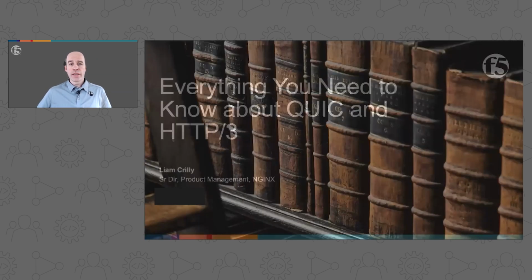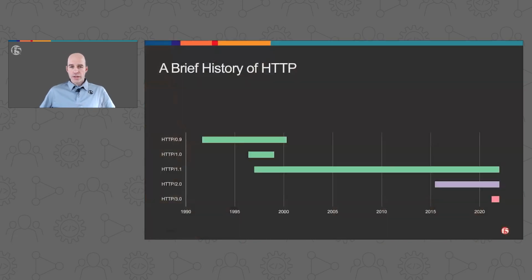So let's begin with a little history lesson, or if you like, a brief history of HTTP. We can get into the details. So here's our timeline. HTTP 0.9 arrived in 1991. This was developed by Tim Berners-Lee inside CERN in Switzerland, and it stayed there for a couple of years before it really started taking off all over the internet.